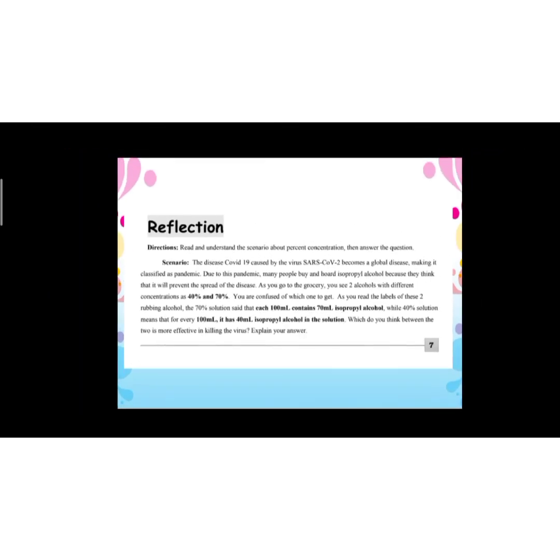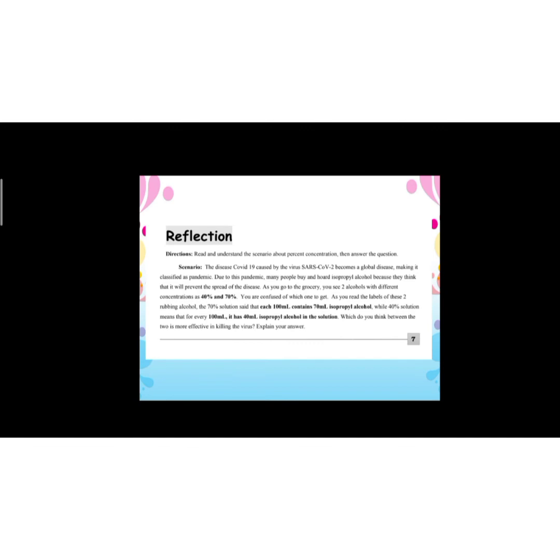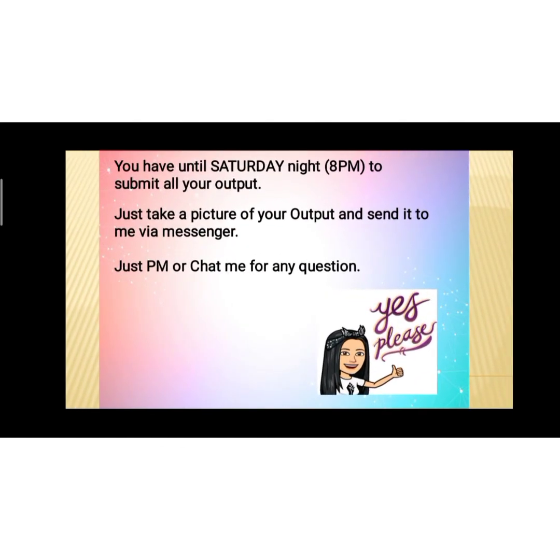Explain your answer. So, ano ba yung mas effective? Yung 70% isopropyl alcohol or yung 40% isopropyl alcohol? So, write your answer. Then, that is our last module for week 8 for first quarter.